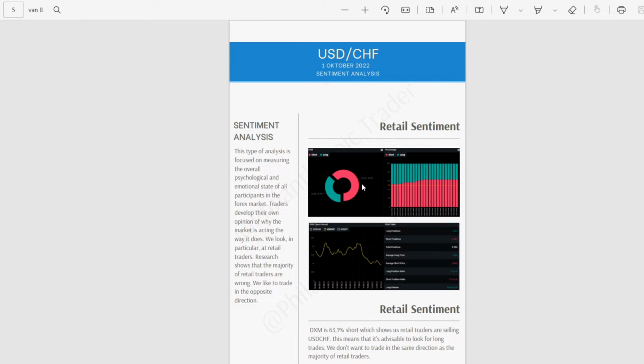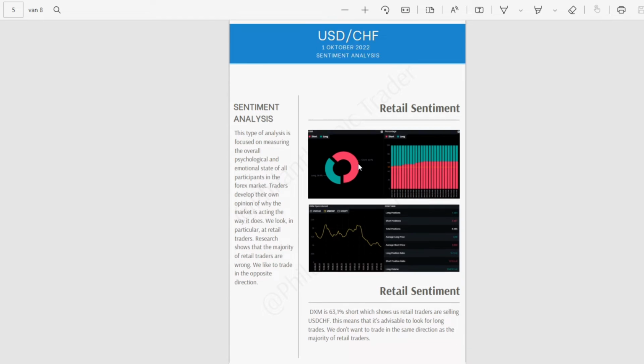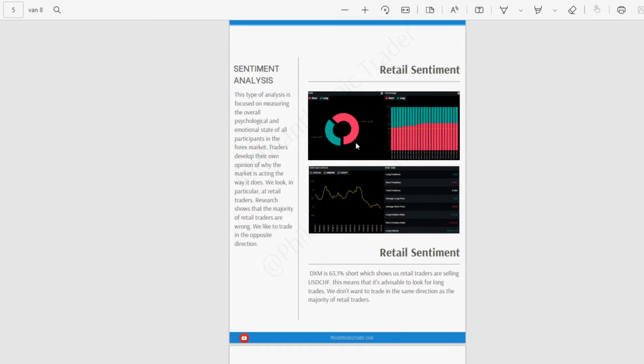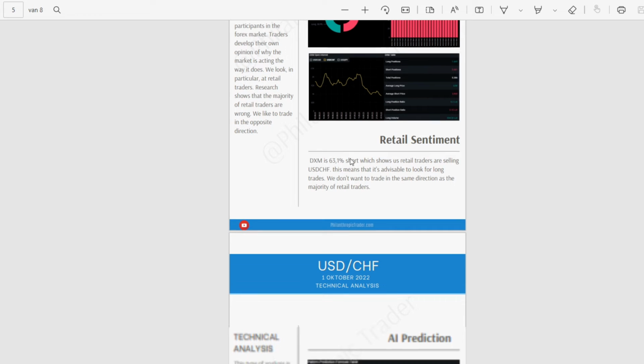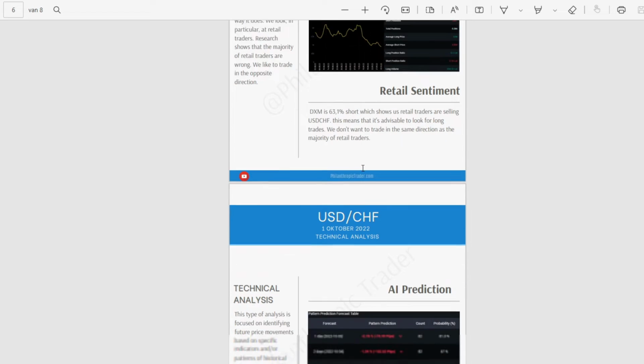We have retail sentiment. We also always want to trade in the opposite direction of the retail traders, and over here we see that the majority of the traders are going short. So that means that we're going long, so that is also congruent with our bias, our upside bias. As you can see, 63% is going short.